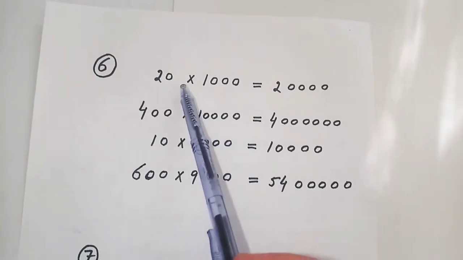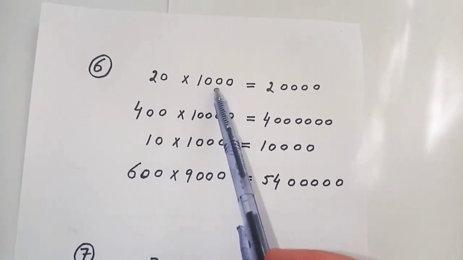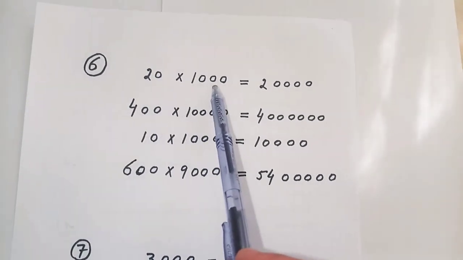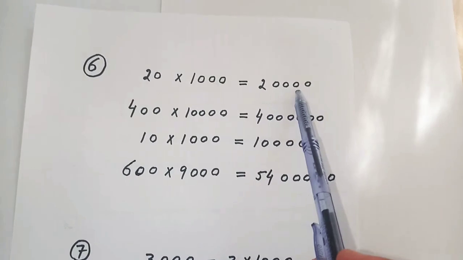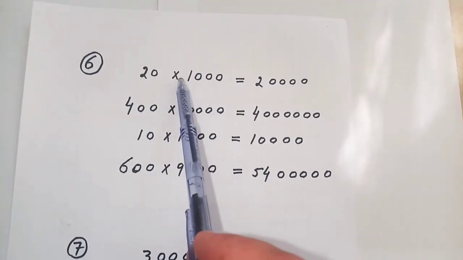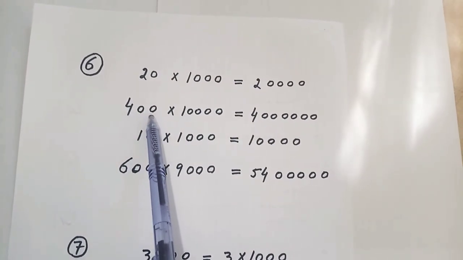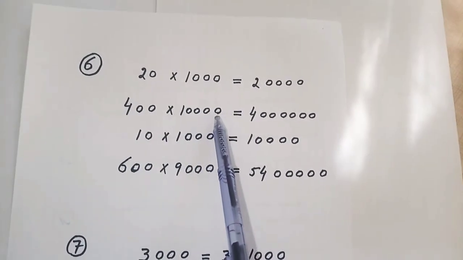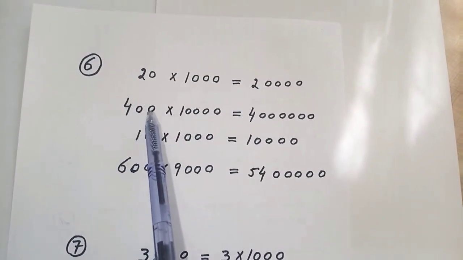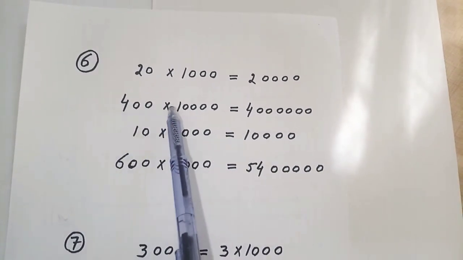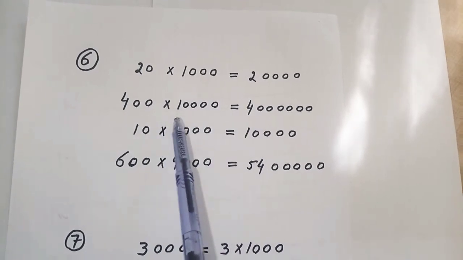Next point, 20 multiplied by 1000. So total zeros are one 0 and three 0s, 4 zeros. Here we write 4 zeros. And 2 multiplying with 1 is 2. Here is 400 multiplied with 10,000. So here are 2 zeros and here are 4 zeros. Here we write 6 zeros. And 4 multiplied with 1 is 4. So this is the answer.